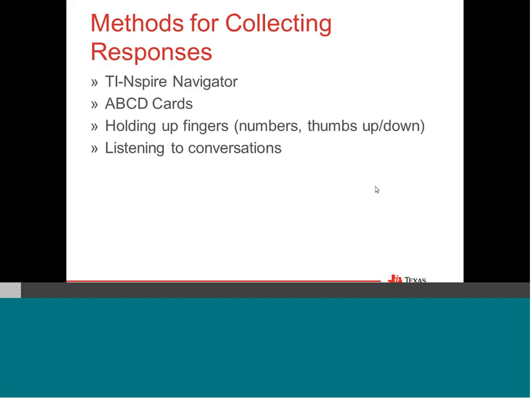So now that we've collected responses in whatever method that we're using, I want to ask you all the question: what do you do with those results? This is formative assessment. So what do we do with results to these responses? In the chat window, if you could answer that question, what do you do with the results to your different formative assessment questions?